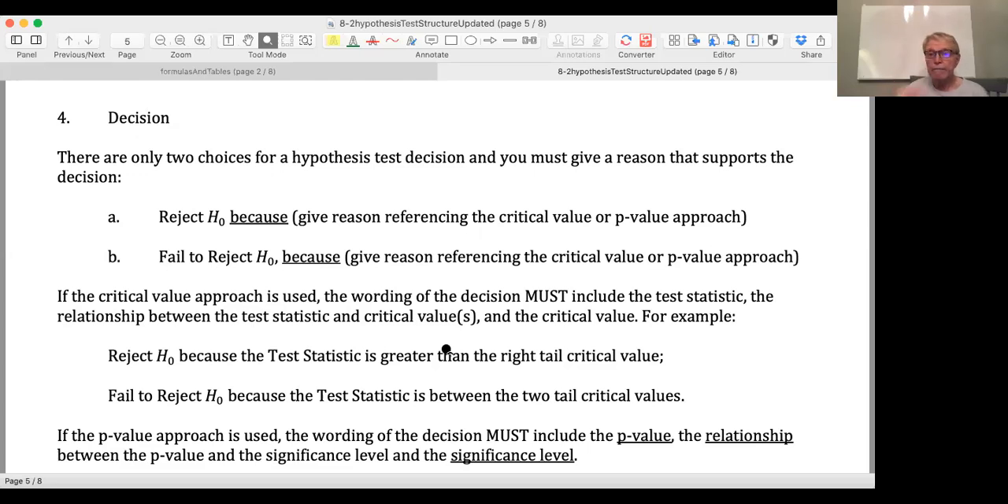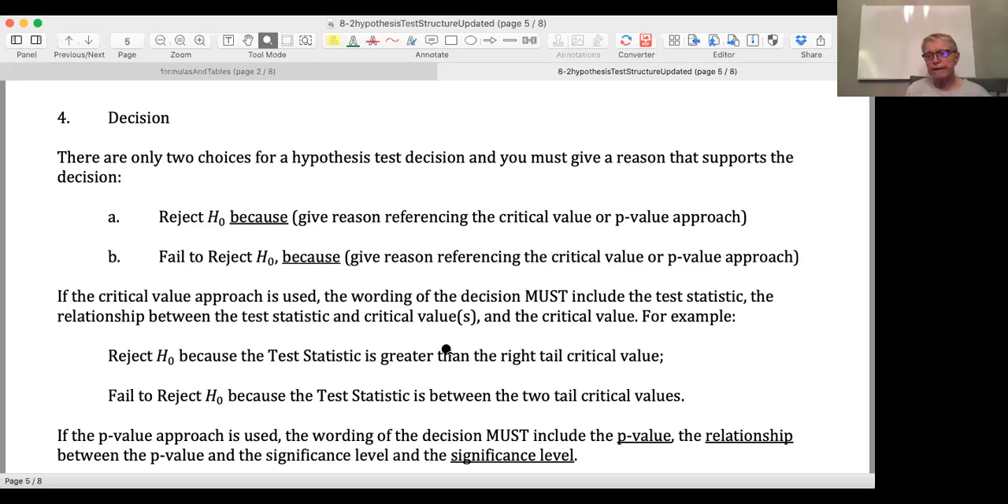So in making the decision, we basically take the results of step 3 and we state a decision, and there are only going to be 2 choices here. Exactly 2 choices. And the structure of these 2 choices is important. We're either rejecting H0 or failing to reject H0. But when we make a statement about rejecting or failing to reject, we need to state a reason for it.